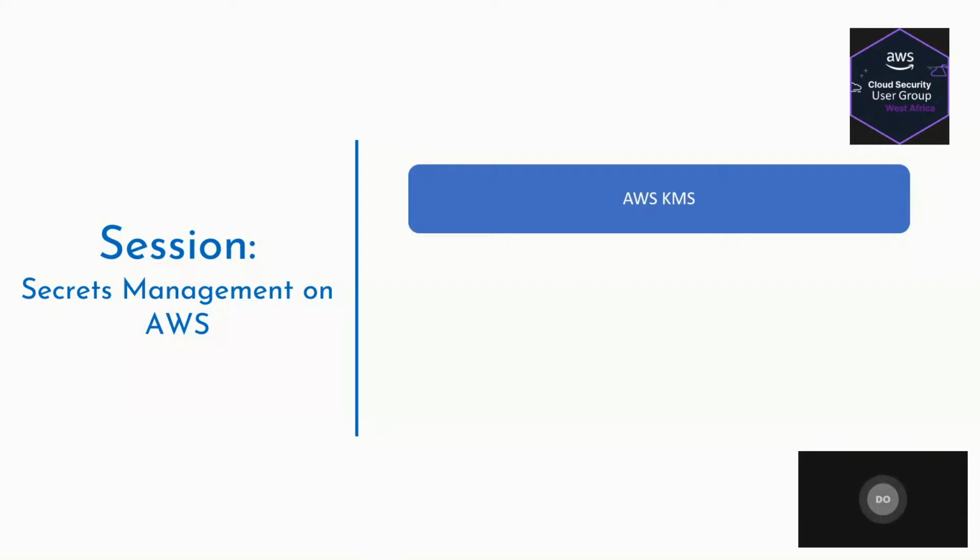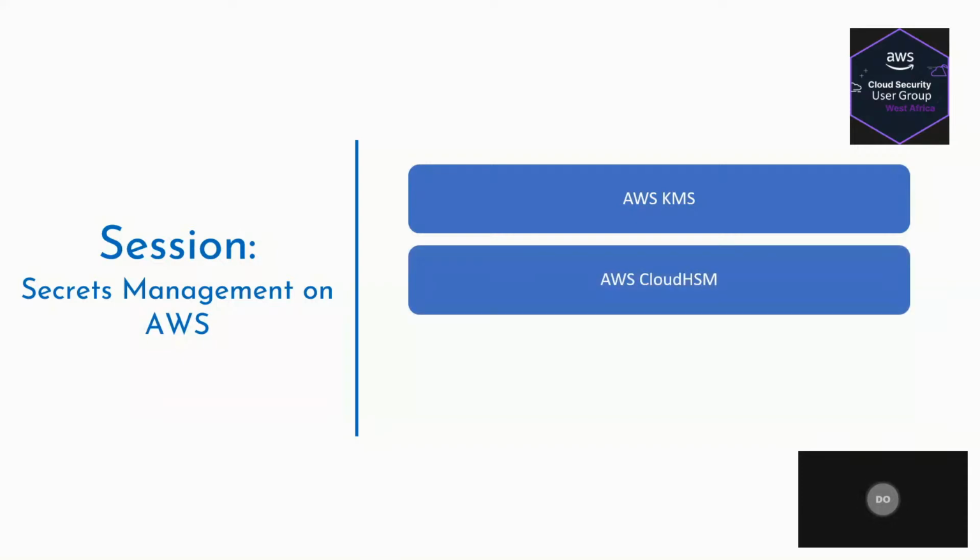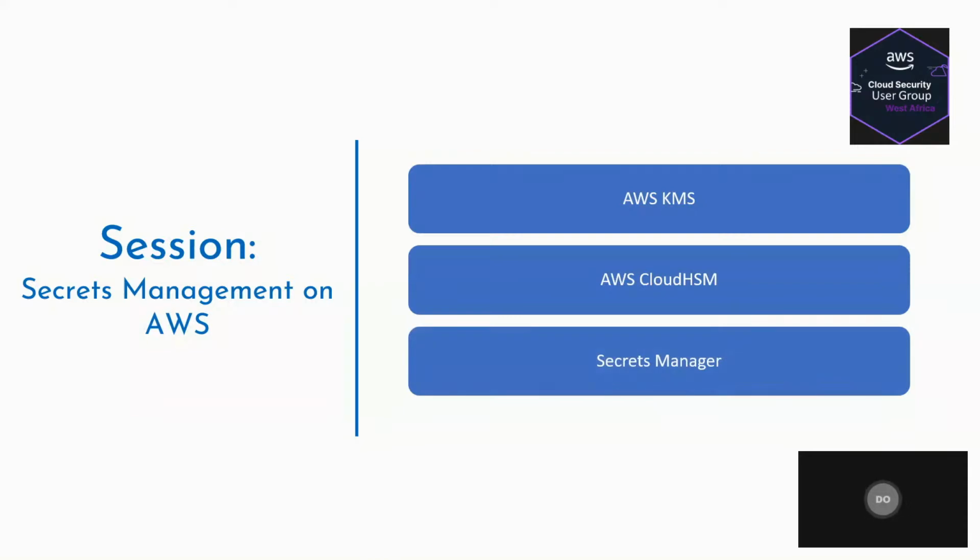The next service that we're going to talk about is CloudHSM. This is another key exam objective that you need to be aware of, so we'll go over that service. And then finally, we'll look at the service called Secrets Manager, which is a service that we can use to manage the life cycle of secrets in AWS.